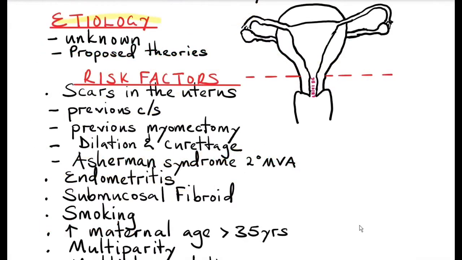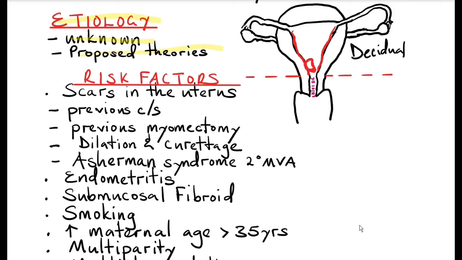Etiology. The etiology is not known, but there are proposed theories, like the dropping down theory, where the fertilized ovum, the fertilized egg, gets implanted in the lower uterine segment. This occurs when there is poor decidual reaction. What do we mean by poor decidual reaction? Decidual simply means the modified endometrium. It's the modified endometrium in the pregnant state.